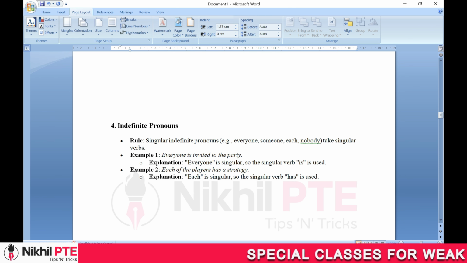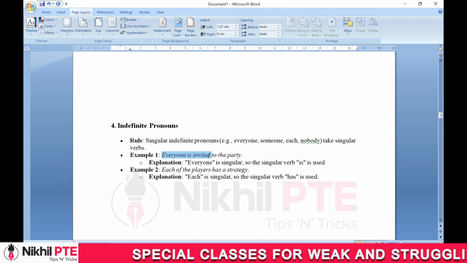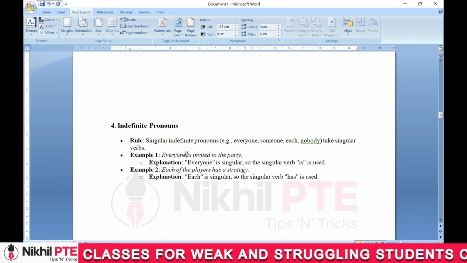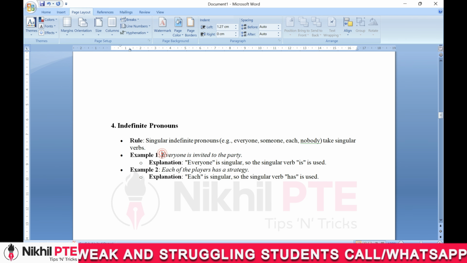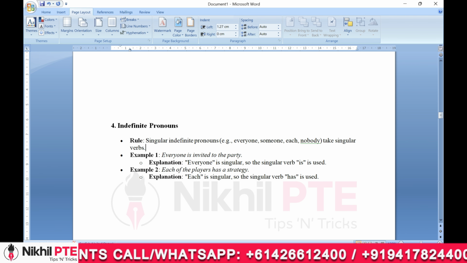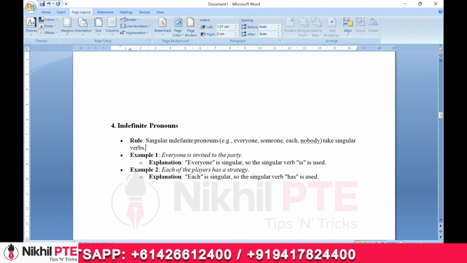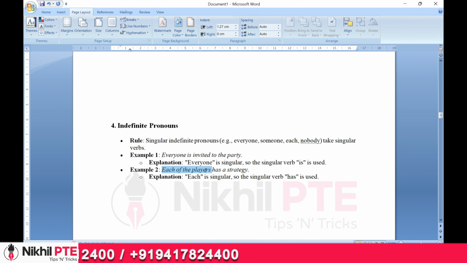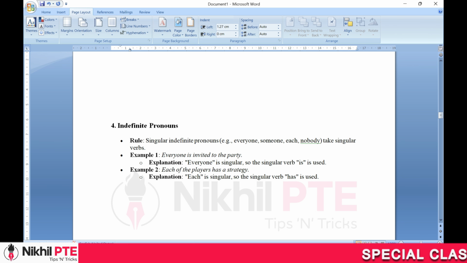Indefinite pronouns. Everyone is invited to the party. Everyone means each and every person. Talking about singular indefinite pronouns: everyone, someone, each, nobody take a singular verb. Each of the players has a strategy. Each is singular. So the verb we will use is has.